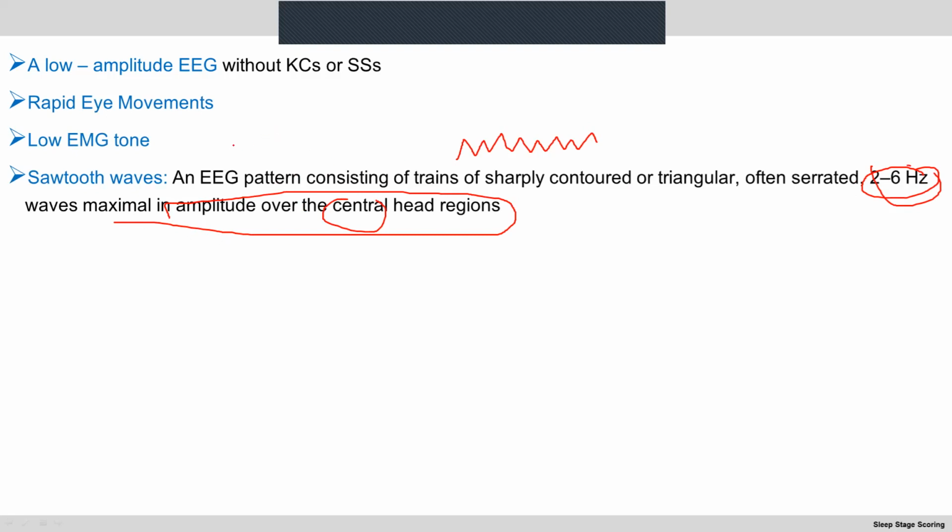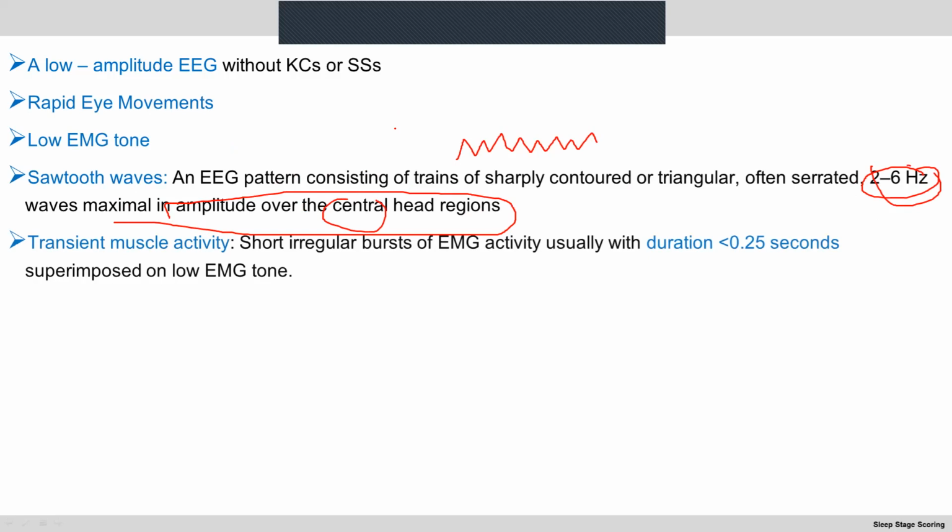These are the things present during REM, and also transient muscle activity. So transient muscle activity is like this. This is your EMG. Suddenly a transient increase in amplitude, a burst of EMG activity, comes, and the duration of this increase in EMG is less than 0.25 seconds, superimposed on the low EMG activity. This transient muscle activity is mainly present during the rapid eye movements, during the phasic activity of REM.